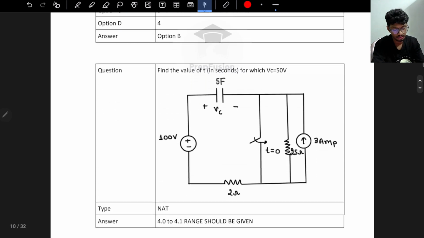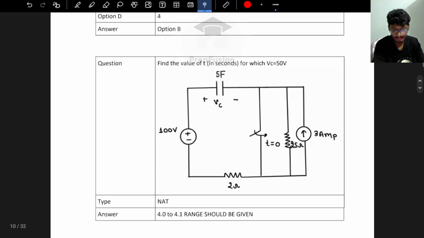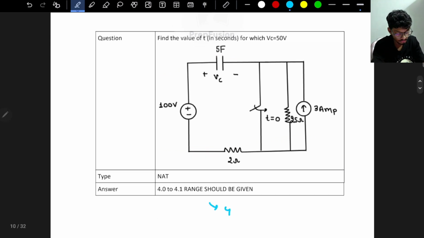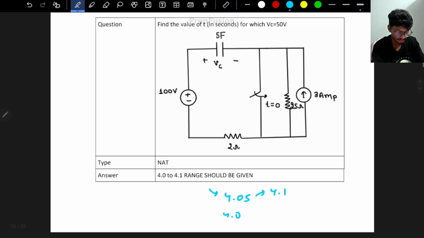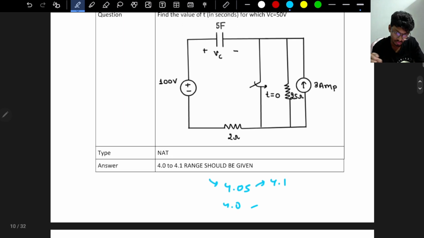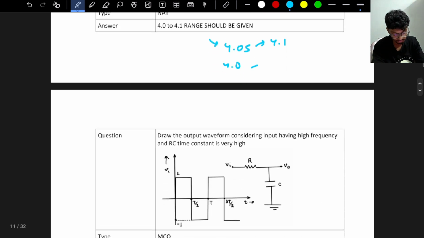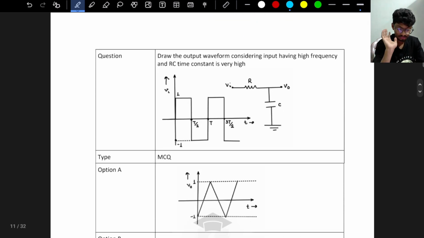Okay, so next is this one here. The question is not difficult, straightforward, but they have told you to round off to 1 decimal place. The answer was coming out to be 4.05, so you have to round off. Either you can do 4.1 or 4.0, and don't worry, GATE will give enough provision. The range 4 to 4.1 will be given, and whoever has marked 4.1 and whoever has marked 4, both will be correct. Now this is a very good question.